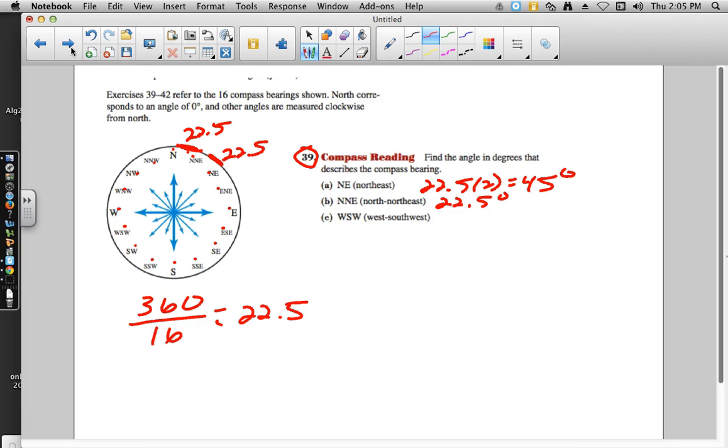And then they want to know about west, southwest. Well, west, southwest is all the way over here. So we have 1, 2, 3, 4, 5, 6, 7, 8, 9, 10, 11 of those 22.5s. So 22.5 times 11 would give us 247.5 degrees for west, southwest when we find those.